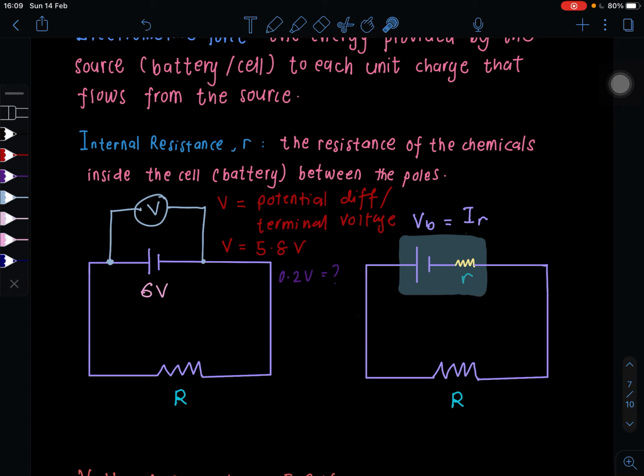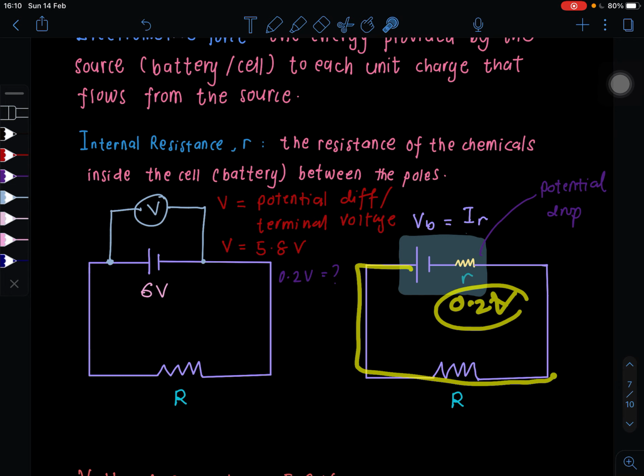Okay, so this actually happens because in the battery, we have what we call internal resistance. We have resistance inside this battery. We write it as a small letter r. So what happened here is, before the battery can supply the voltage to the rest of the circuit, there is a potential drop here, because we have resistance. If there is resistance, it means there is a potential drop. This potential drop is actually the value of 0.2 volts. So there is 6 volts here, and because of the resistance, this 0.2 volts is lost in the battery before it is supplied to the rest of the circuit.